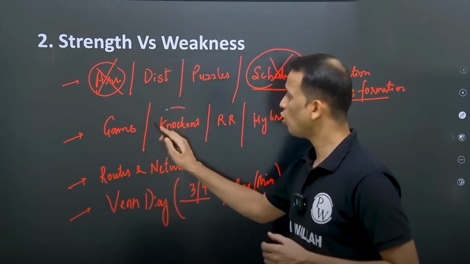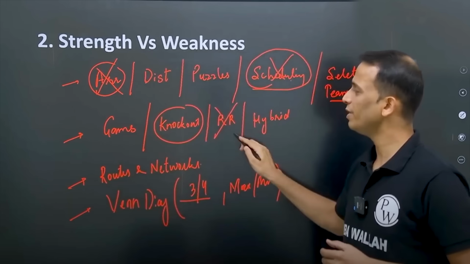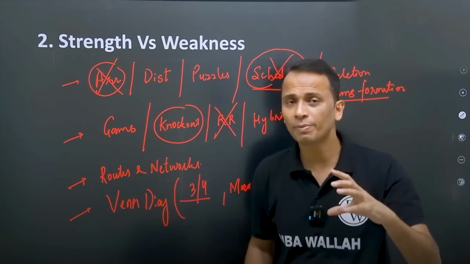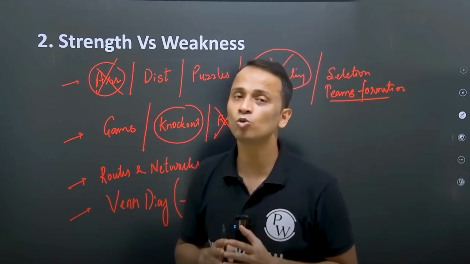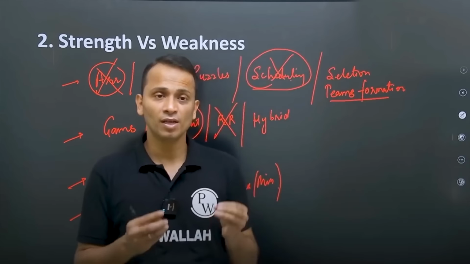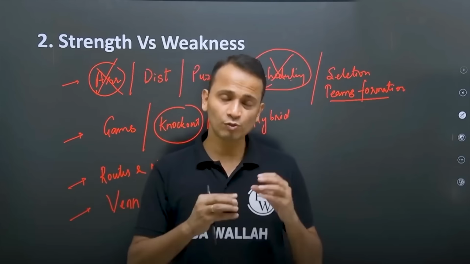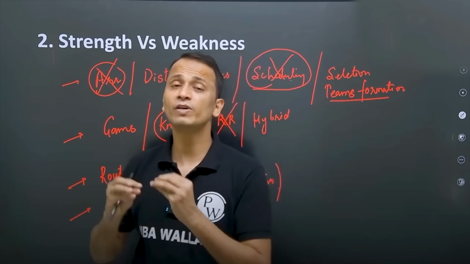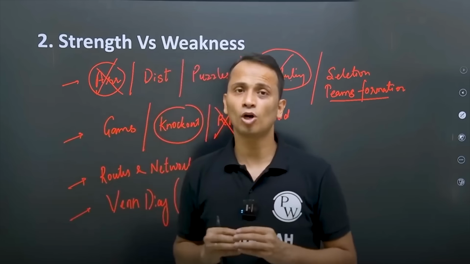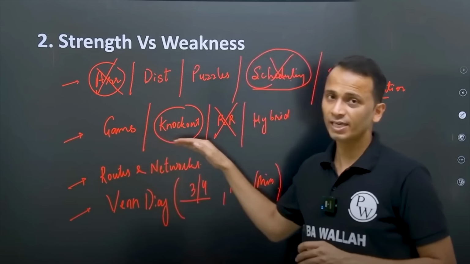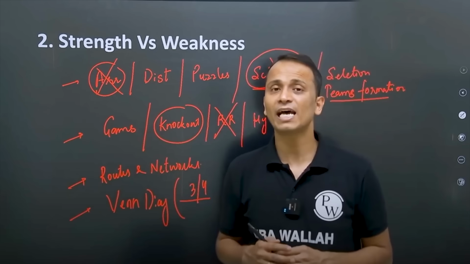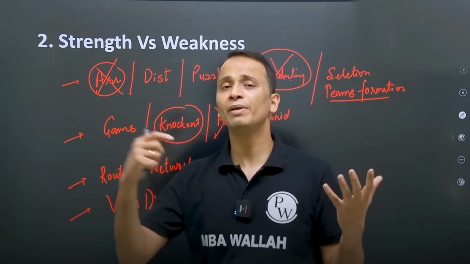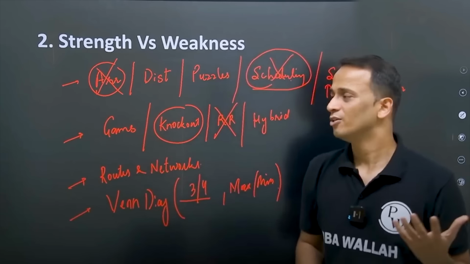If I'm good with knockout, I'm not good with round robin. Okay, so I'm now talking about a particular topic. In a particular topic of games and tournaments, I may be comfortable with one category of questions. I'm not comfortable with another topic, another subtopic. So games and tournaments has different subtopics as well. I may be comfortable in one of these subtopics. I may not be comfortable in the other, right?